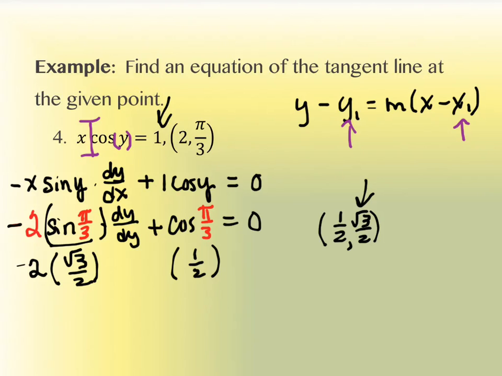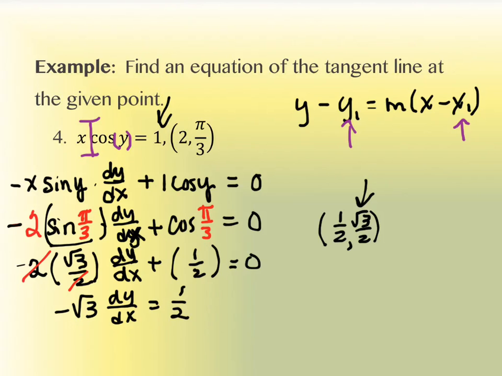All right, I need the dy/dx to come back into my problem. Oops, that's a dy/dy. That was a typo. dy/dx there. Sorry about that. All right, so I'm going to move the 1/2 to the other side. This -2 and this 2 will simplify. So this is actually negative square root of 3 dy/dx equals 1/2. Right? Negative 1/2, yep. Sorry about that, thank you.